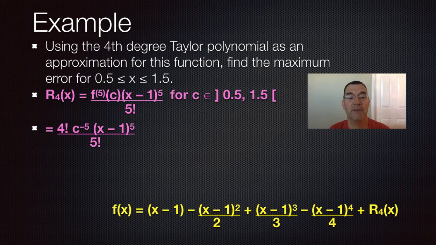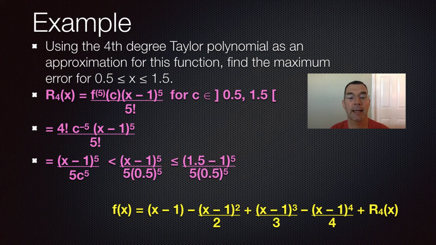So that 5th derivative is 4 factorial times c to the negative 5 times x minus 1 to the 5 all over 5 factorial. And if I simplify that, I get x minus 1 to the 5 over 5 times c to the 5th. That c to the negative 5 got brought to the bottom, and it's now c to the 5th. So that has to be less than x minus 1 to the 5th over 5 times 0.5 to the 5. And once I simplify that and replace x with 1.5, then I will get 1/5 as my maximum error for the 4th degree Taylor polynomial approximating that function.